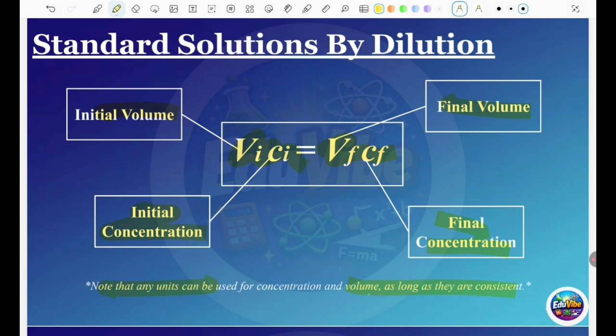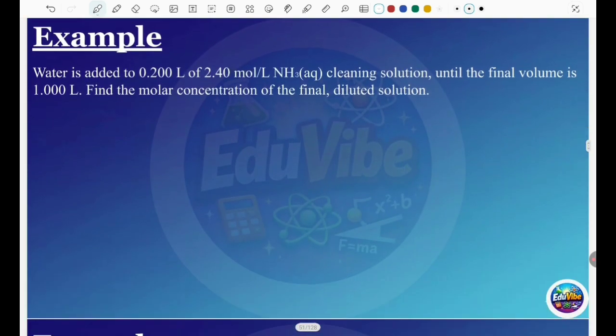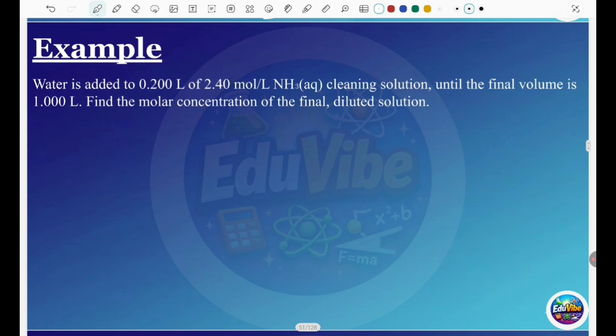So the volume should always be in liters, and your concentration should always be in moles per liter for this type of question. Now let's do some questions related to that topic.